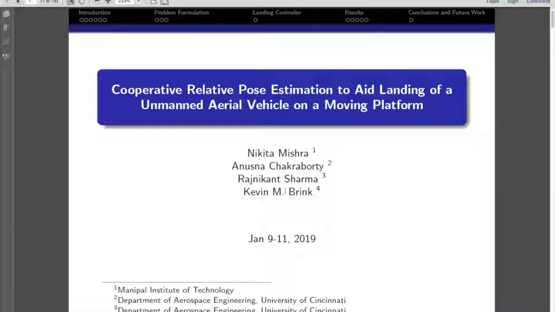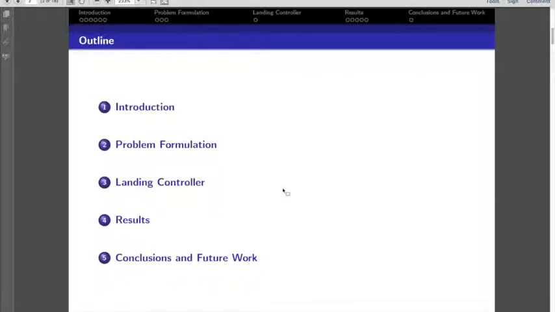Okay, so this is the introduction slide. You can talk about that. This is the topic, and this is your team at UC and AFRL, and we'll be talking about cooperative relative pose estimation to aid landing of an unmanned aerial vehicle on a moving platform. Okay. And this is the outline of the presentation. You will introduce the topic, formulate the cooperative relative localization problem, talk about the controller, show some initial results, and then you will conclude your talk.